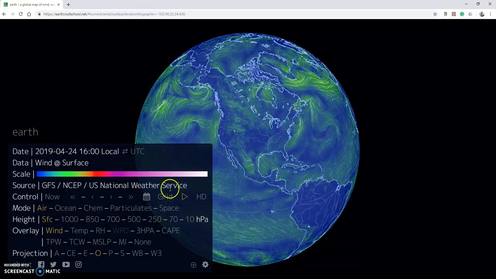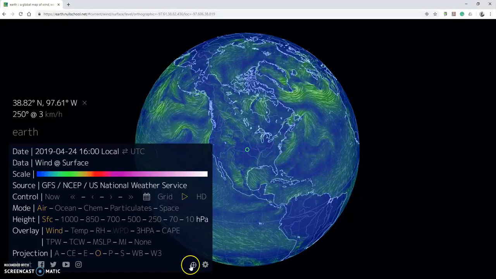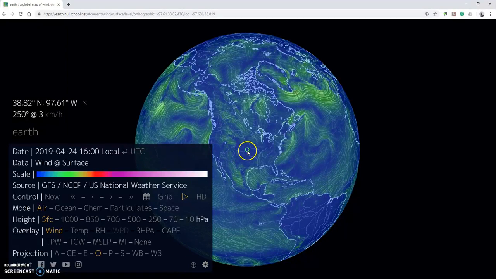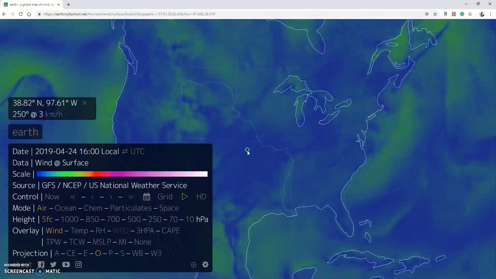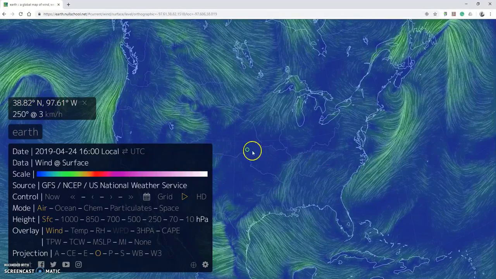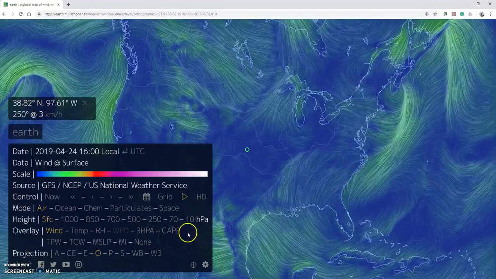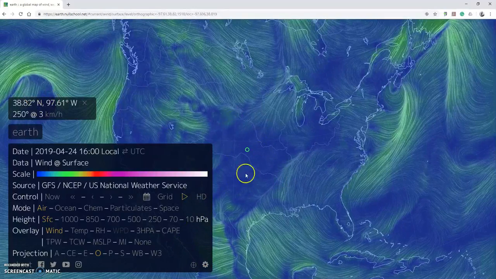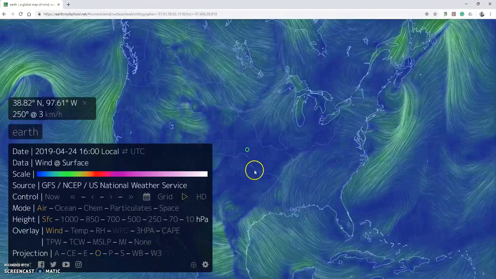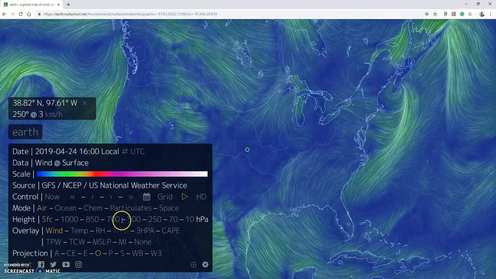One of the nice things about this is that you can actually highlight where you are at using this crosshair at the bottom. So this shows you I'm in Salina, Kansas, and this says, hey, you're right at this place. So if you want to come see me at Salina South High School, that's where I'm at. But it'll actually show you where you're at so you get an idea of what's going on outside your window.